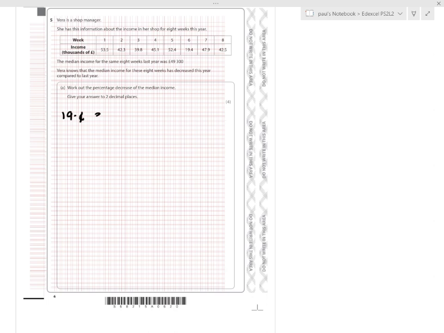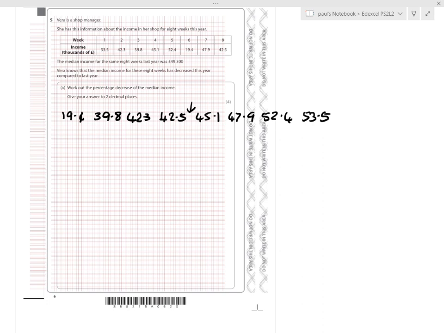19.4, 39.8. These just take time, these sorts of questions. 42.5, 45.5, 47.1, 47.9, 52.4 and 53.5. Right, so 1, 2, 3, 4, 5, 6, 7, 8 numbers I've got. Yeah, so the median is going to be in between the 4th and 5th, so it's in between those two.